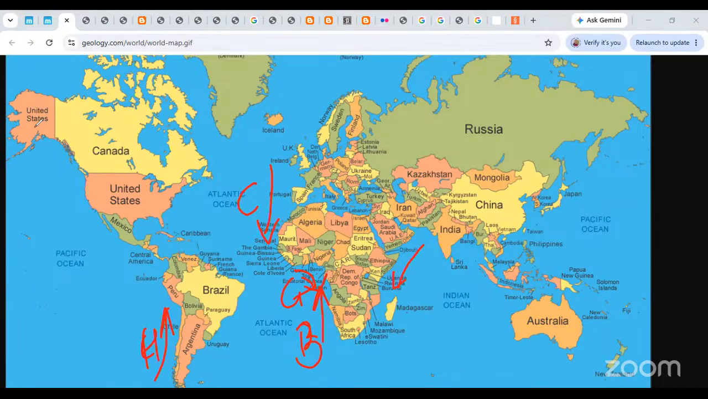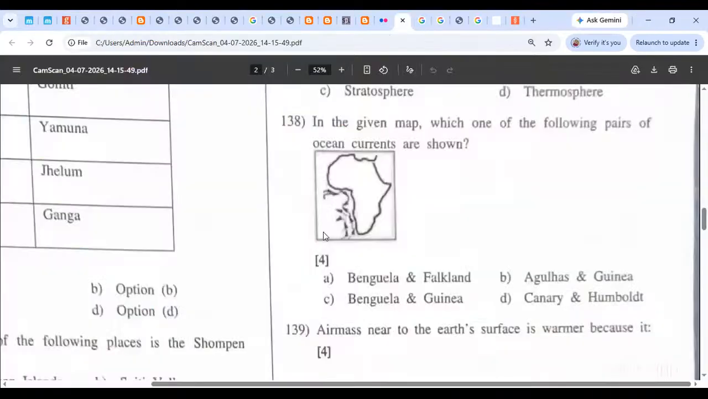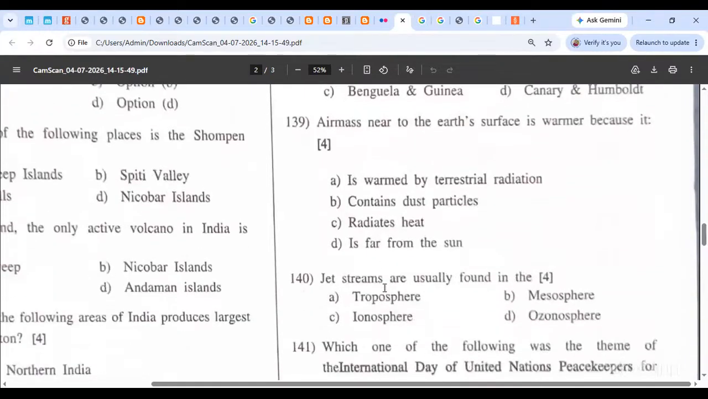And the Falkland current is over here. This is the Falkland current. That will essentially make the Benguela colder, but that doesn't make much of a difference over here. All right, options being C, Benguela and Guinea. Those will be the two currents that you're looking at.